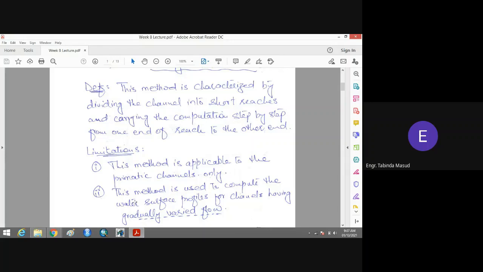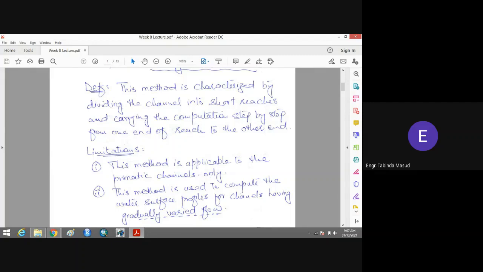Number two is the limitation as well as the importance or significance of this method. It is used to compute the water surface profiles for channels having gradually varied flow. What are the water surface profiles? This is what we are going to discuss in our next class, inshallah. We will discuss in detail what water surface profiles are, how they are drawn, and what their importance is. But remember that this method is used to compute and draw the water surface profiles.